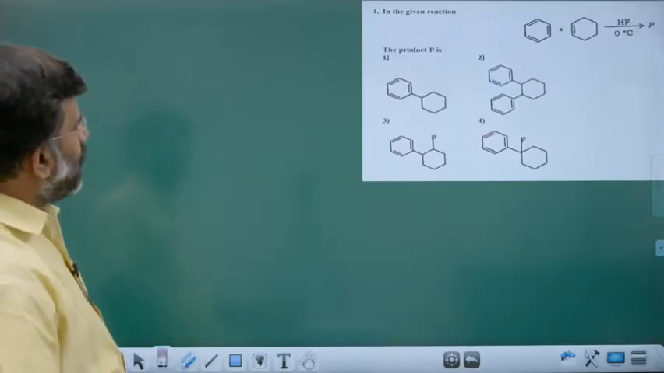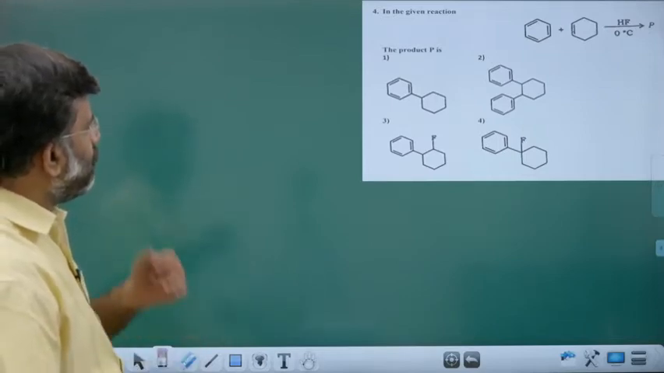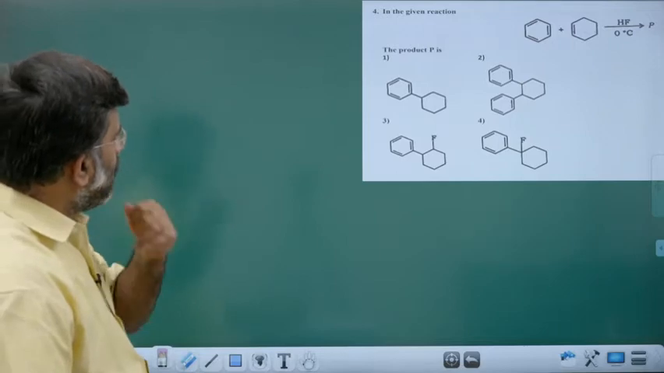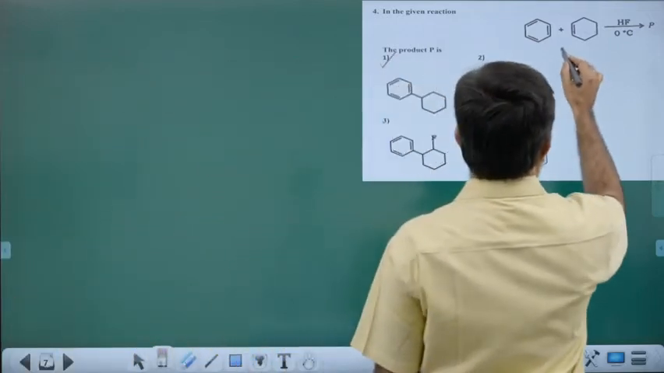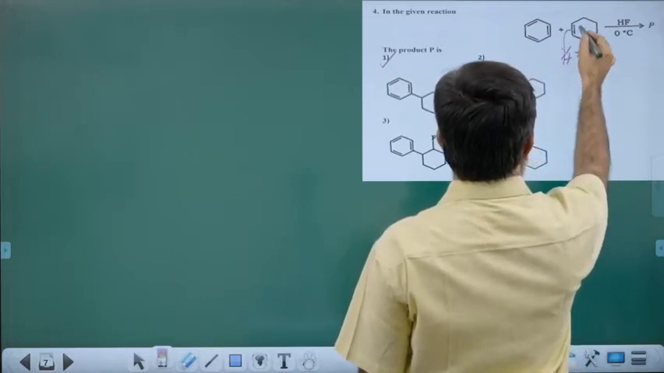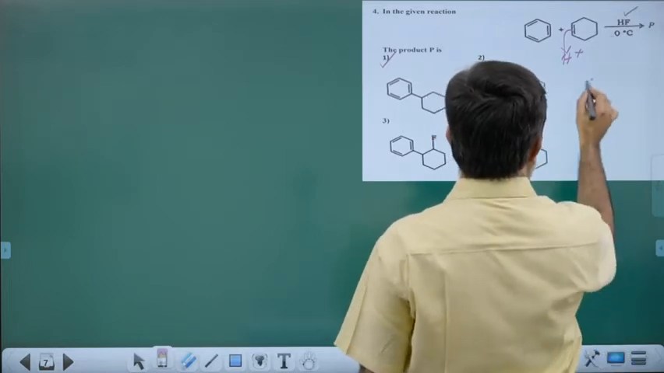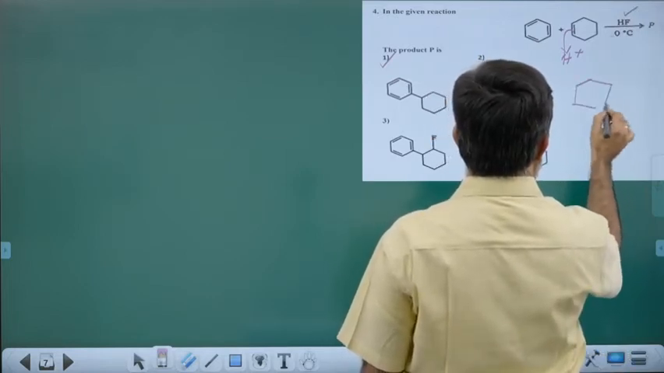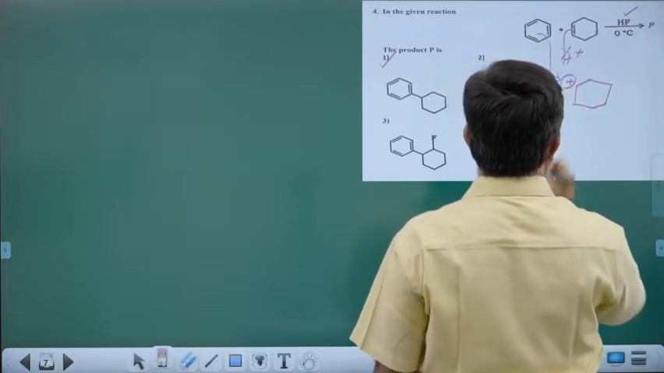In the given reaction, the product P is... first choice. Here there will be protonation. This will undergo protonation as it is a protic acid. You will get a carbocation which is attacked by the benzene ring.